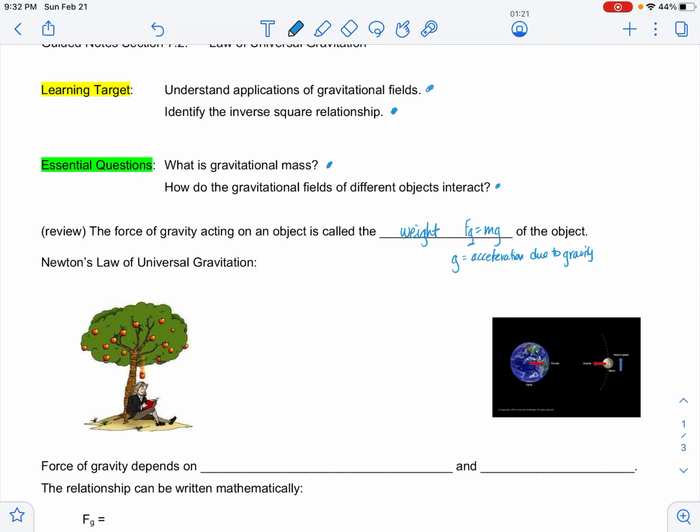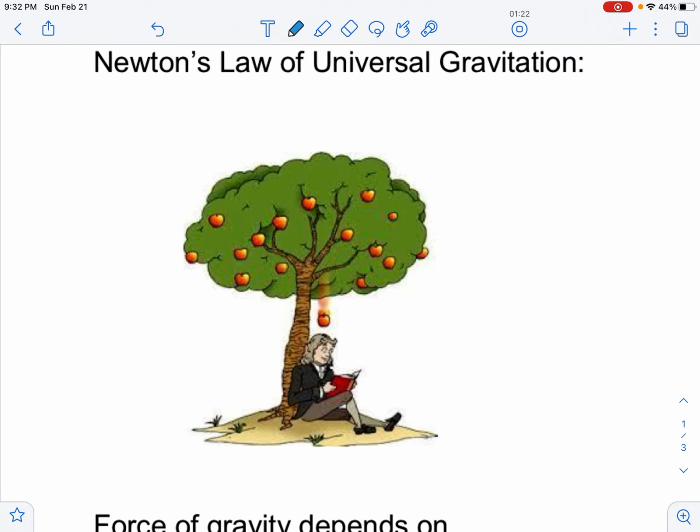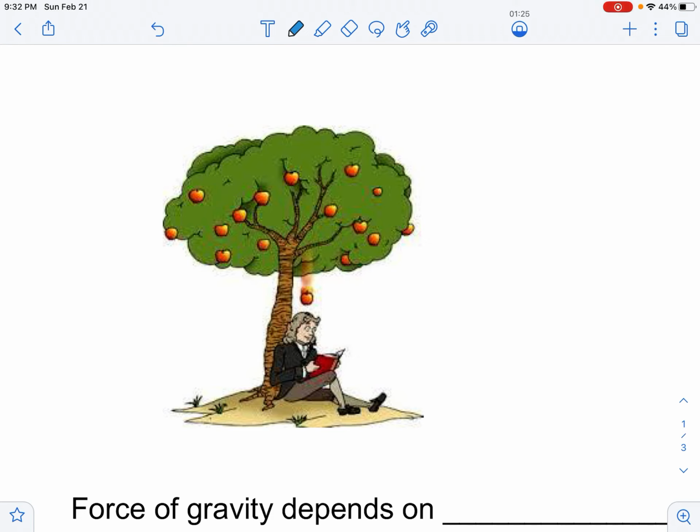So I'm going to tell you a little story. Here we have a guy named Isaac Newton. Now you might be familiar with him. We know all about Newton's three laws. And there's this very apocryphal story about how Isaac Newton was sitting under an apple tree one day, and the apple fell on his head, and he discovered gravity. Well, that's just silly, right?